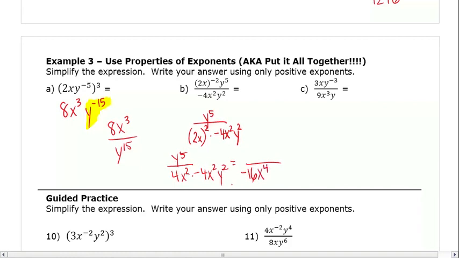And then y to the 5th over y squared. Subtract your exponents. That's y cubed. More y's on top, so it gets stuck in the numerator.